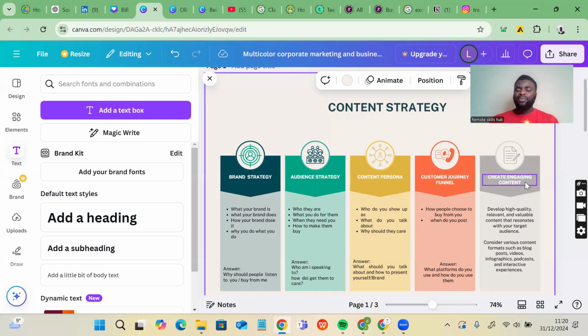Meaning, what problem do you want to solve? You want to start posting on LinkedIn or on any social media platform, but the question you have to ask yourself is, what does your brand do? What does your brand solve? What problem are you trying to solve? It's very, very important. Now, the next one is, how does your brand solve this problem?